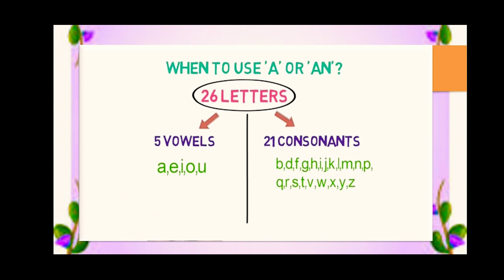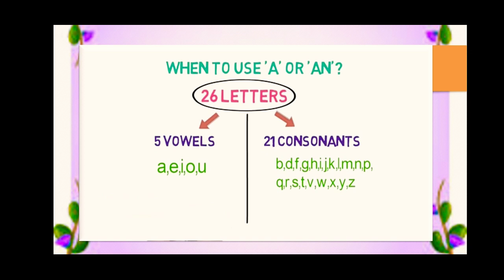You have to remember that there are a total of 26 letters, which are also called the alphabet in English. Out of these 26, 5 are vowels, and those are A, E, I, O, and U. And 21 are consonants, which are B, C, D, F, G, H, and so on.